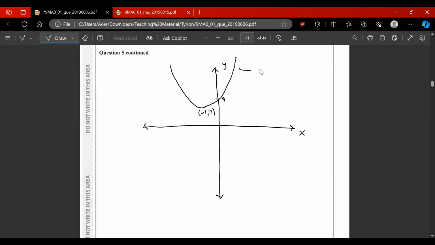So if you get the correct U shape here for your function, you get 1 mark, because remember it's a quadratic function. That's why we have a U shape. That's 1 mark. And then the y-intercept here gives you another 1 mark. And finally, the minimum point gives you the 3rd mark.